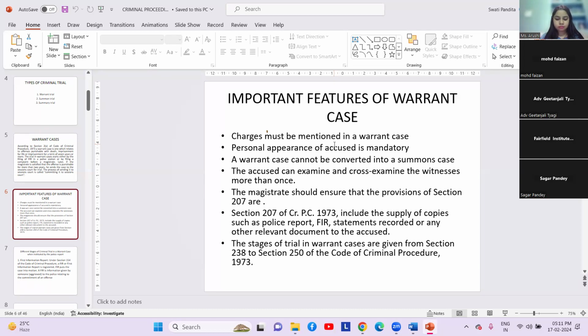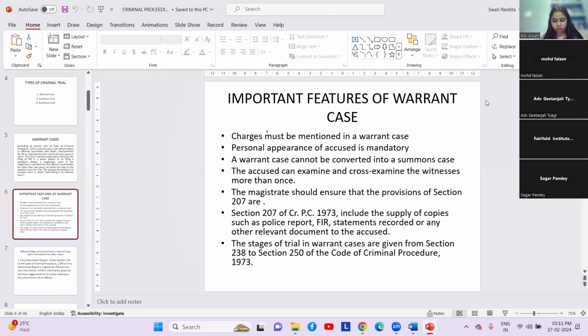This is something like what a god does to a person. This is a very serious issue, so it should be dealt with in that way only. Now moving forward, I'll be telling about the important features of a warrant case.